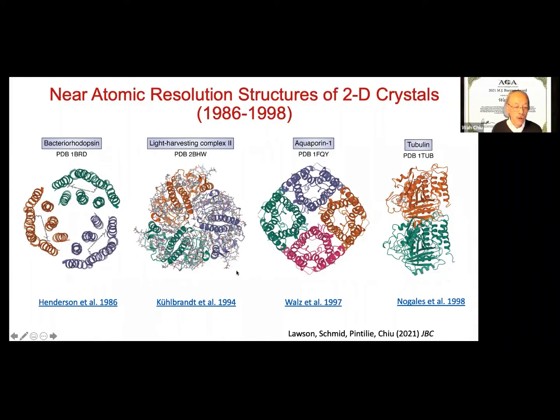Werner Kühlbrandt in Germany and Tom Walz here in the States went to Fujiyoshi's lab. They were able to get another two sets of near atomic resolution structures of membrane proteins. Following that, Eva Nogales and Ken Downing at Berkeley used liquid nitrogen temperature to solve the first tubulin atomic structure. All of these had their root in crystallography. That's why many of our colleagues still have an affiliation with crystallography in general.